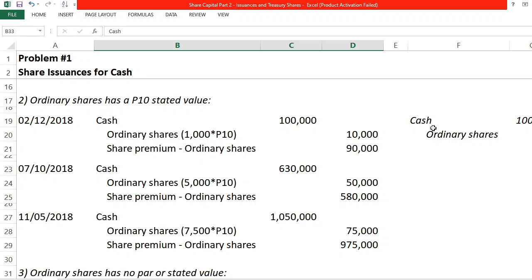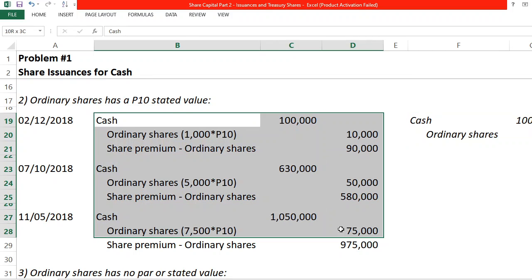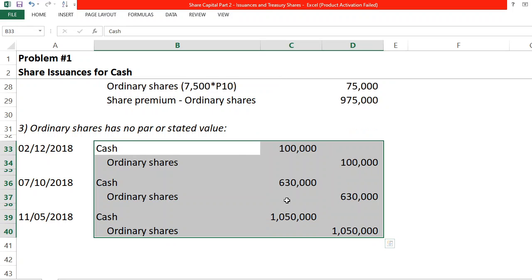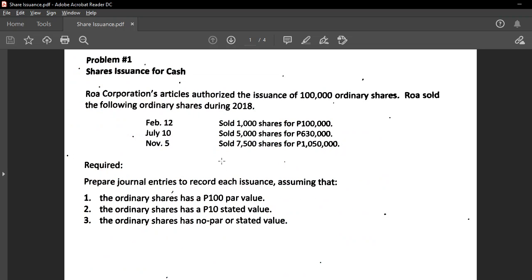Okay? Diba? Kita ninyo, the same lang siya. Lahat will go to the ordinary shares. Pero gihatagan tag alternative din whereas dire, wala na gyud tay way out. We have no alternative kasi wala din siyang stated value. Okay, so that is problem number 1 for share issuance for cash.